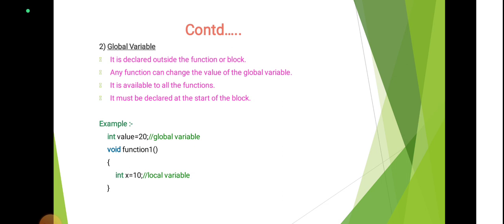Then we take function1. In function1, x is declared as a local variable. It means x is declared inside function1, so it is local to function1. Outside function1, x cannot be accessed. But value is a variable that can be accessed anywhere in your program. This is the difference between a global variable and a local variable.